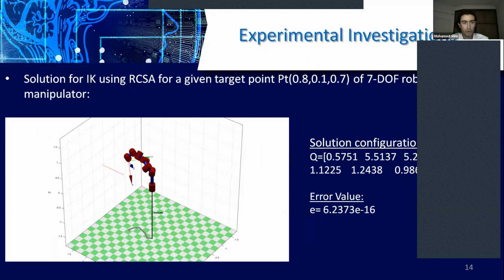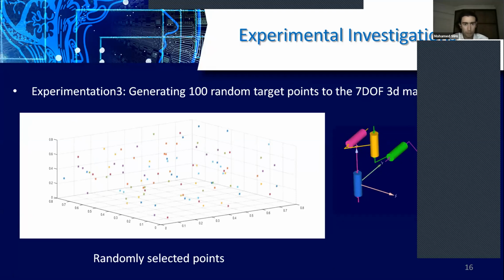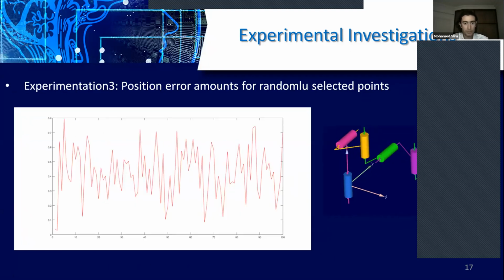This is the solution for IK using RCSA given target point PT 0.8, 0.1, 0.7. We give the solution configuration and the error value. Then we move to the evolution of the fitness function while processing 100 iterations. We can observe that the fitness is equal to E minus 16. Now we test by giving 100 randomly generated points. This is the stability of the error at different points.